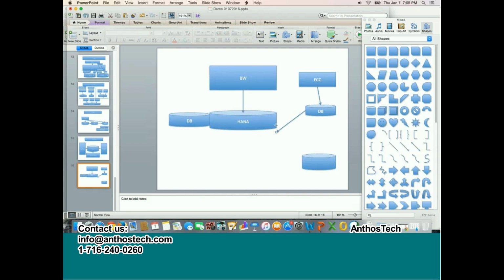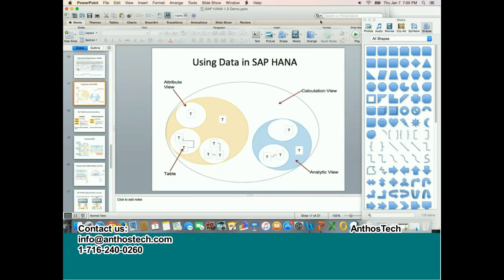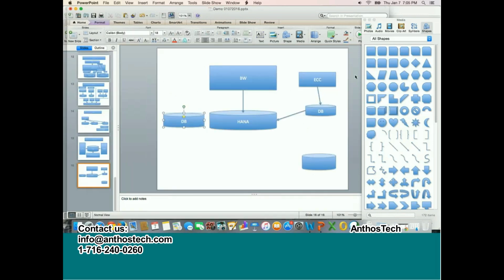You get the difference? Yes, but going forward, you were saying that BW and ECC will be on the same HANA database, right? Correct. Then there will be no data provisioning. That is the future. Not yet. It's not going to happen so soon. It's going to happen probably 10, 12 years down the line, but not immediately.